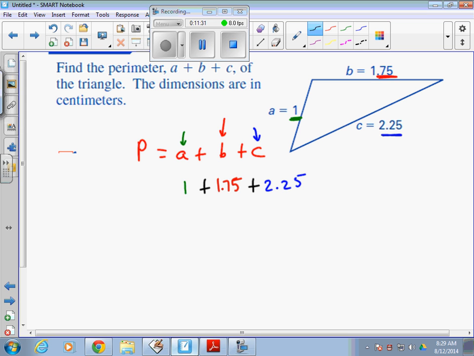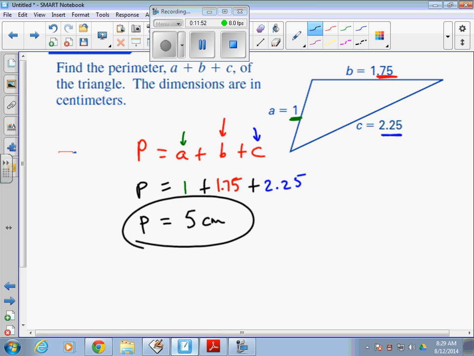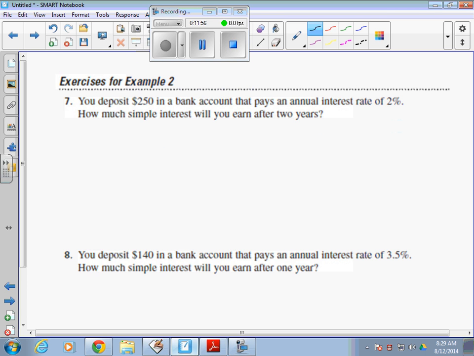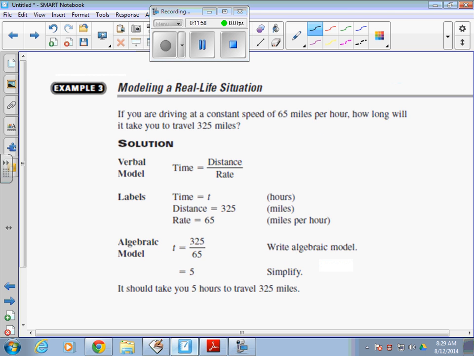So the rest of it says perimeter equals. Notice we went from having 4 variables, P, A, B, and C, to now we only have 1, P. So we can solve for perimeter. In this case, they're all centimeters. So perimeter equals 1 plus 1.75 is 2.75, plus 2.25 is going to be 5 centimeters for the perimeter of that rectangle. Okay, and then you can come back to doing these in a minute.